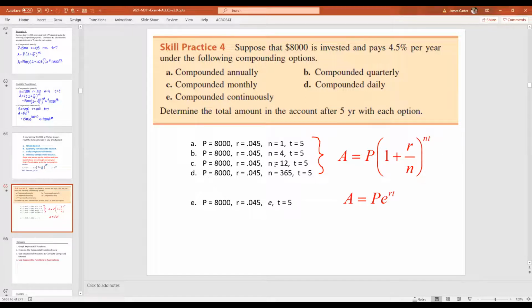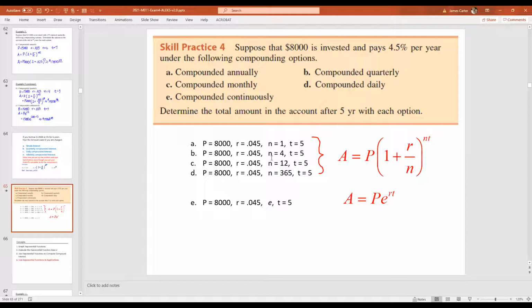In the case of monthly, that means we're going to do it 12 times a year. So the principal 8,000, the rate 0.045. Now we're going to have in here 12 for monthly, and 12 times 5 is 60 for the power.